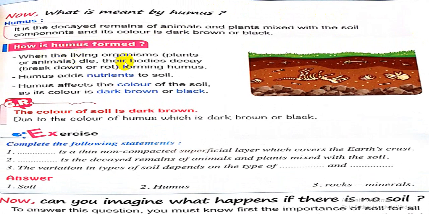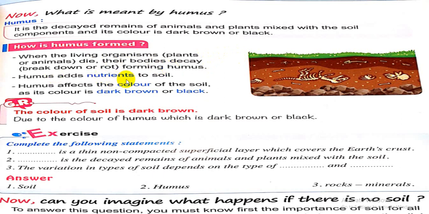How is humus formed? When the living organisms, say plants or animals, die, their bodies decay. What's the meaning of decay? Decay is like rot or breaking down. After they die, their bodies decay, forming humus.